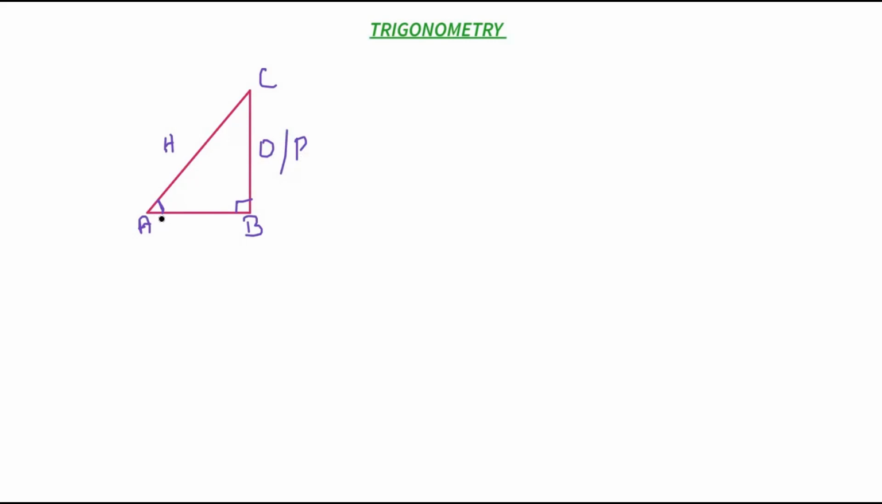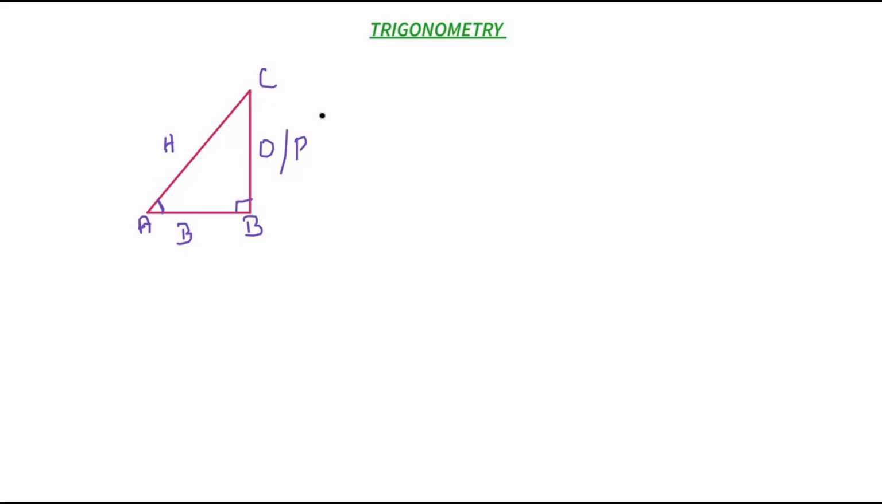And the side which is directly adjacent. Adjacent means nearby. So with reference to angle A, AB is our base. Now we have named our sides. AB is the base, BC is the perpendicular and AC is the hypotenuse.